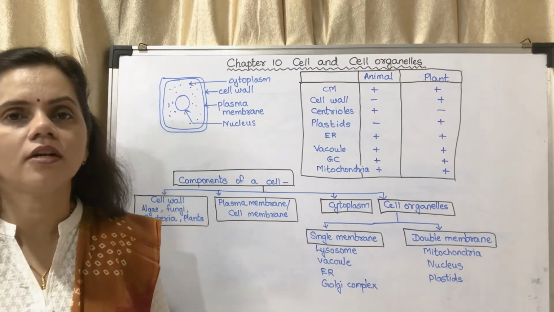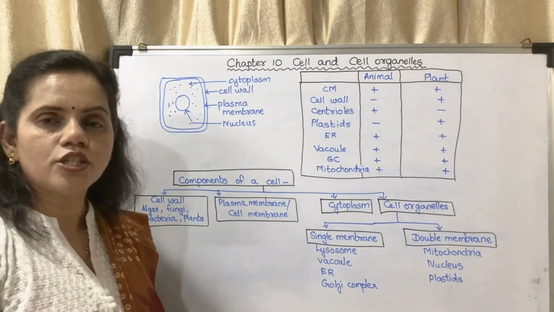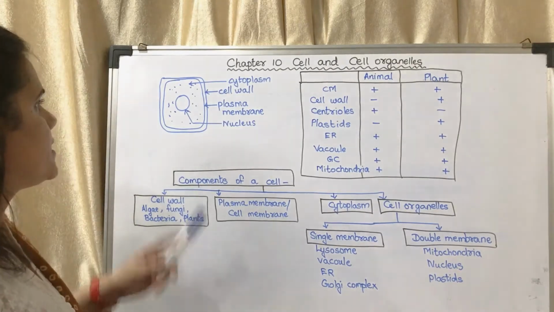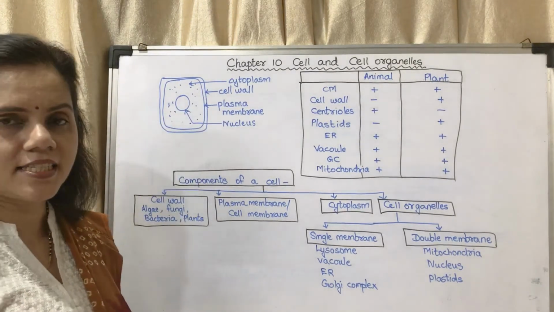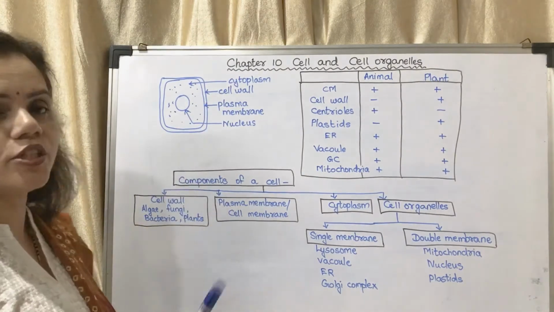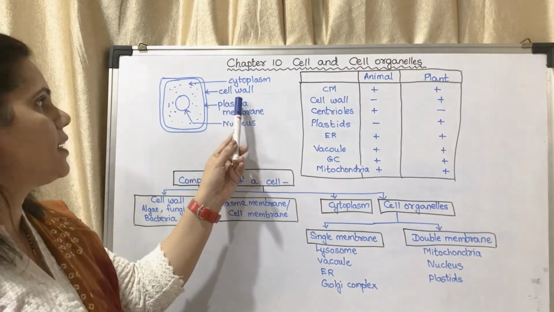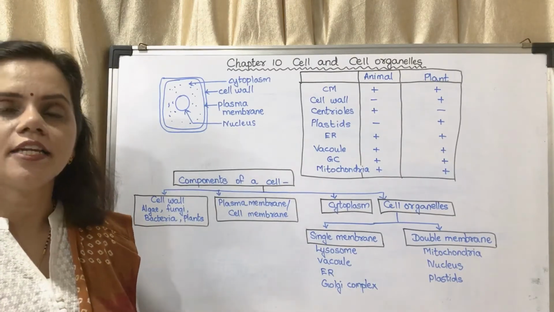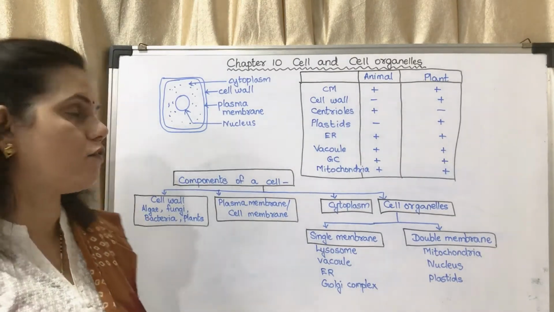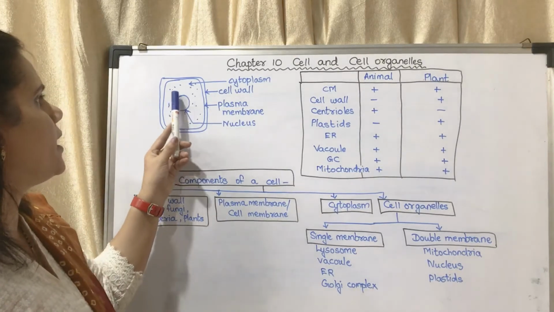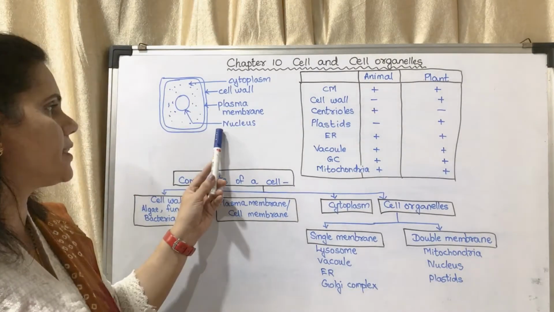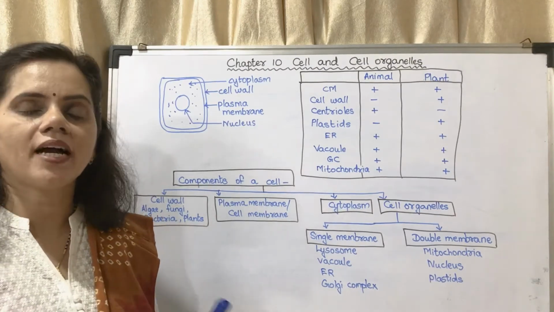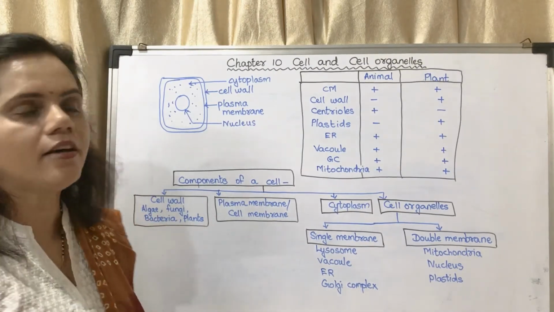Here, I have drawn a generalized cell just to show you the components of a cell. The outermost covering is called the cell wall. Plant cells have a cell wall. Animal cells do not have a cell wall. In the middle, there is the nucleus, not necessarily in the middle. In case of a plant cell, it is towards one side.